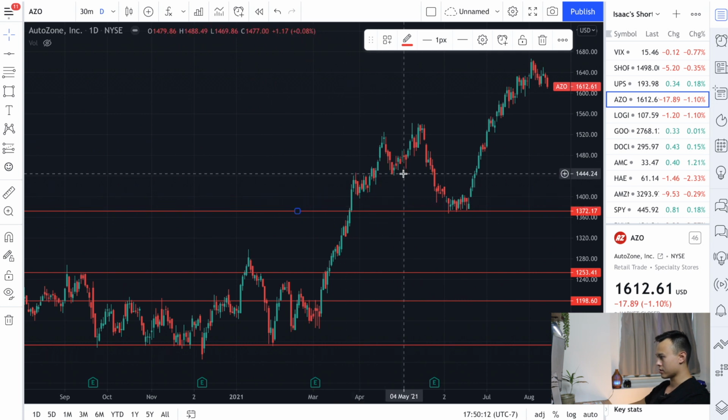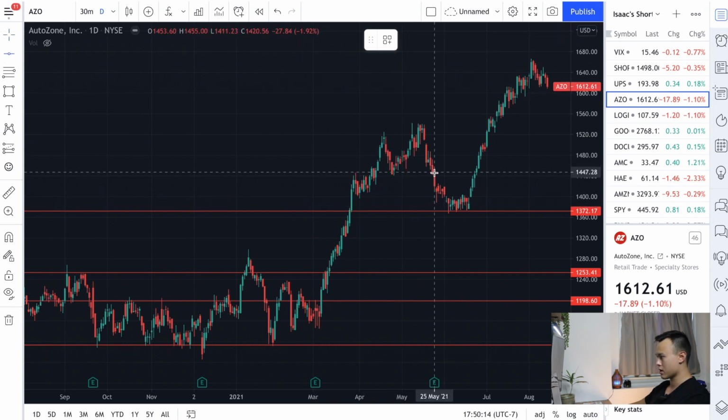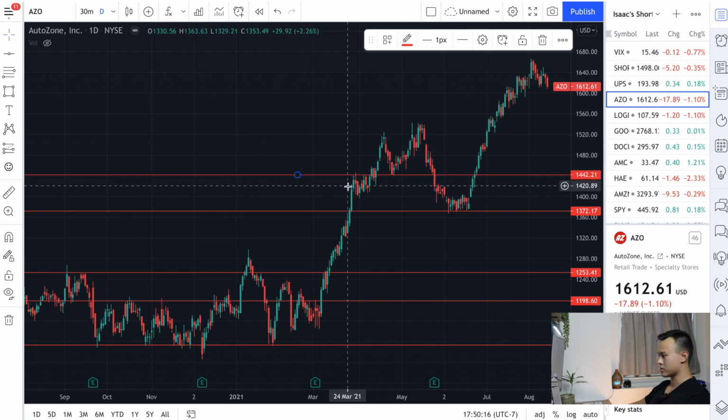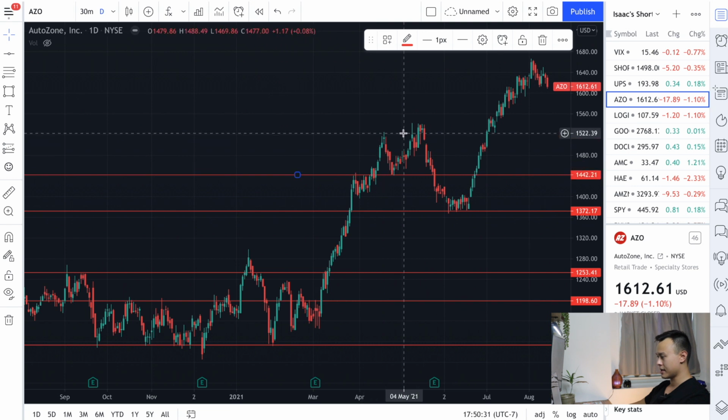And okay, let's draw our next one right here. And this is a beautiful area of resistance, resistance, resistance. Boom, it breaks out to the upside, but it comes right back down. Look, remember that I told you, if it breaks through a line of resistance, it will always come back down and test it as support. So look at this, support, boom, rallies all the way back up here.